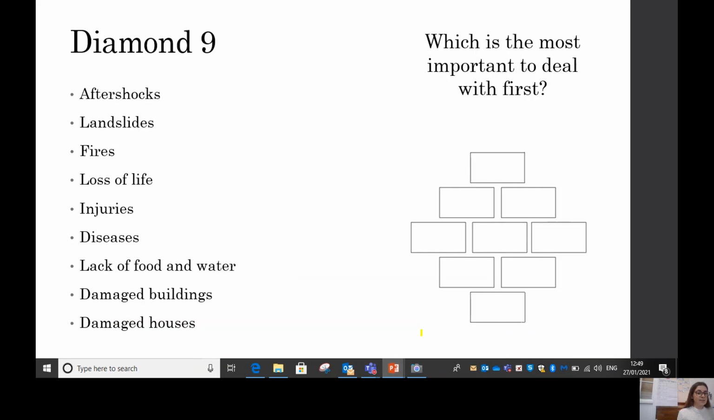Okay, so I've got my other effects. Well, again, landslides, we obviously need to clear the rubble, so that one is going to be quite important. Fires obviously need to be dealt with as quickly as possible, so that one's definitely going to be near the top for me. Got loss of life, injuries, diseases, lack of food and water, and damaged buildings and houses. Okay, I think for number 1, I'm going to go with fires, because they need to be dealt with extremely quickly.